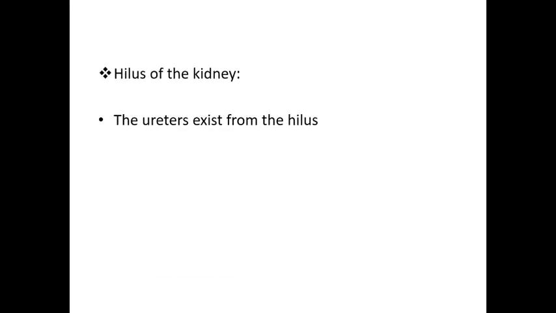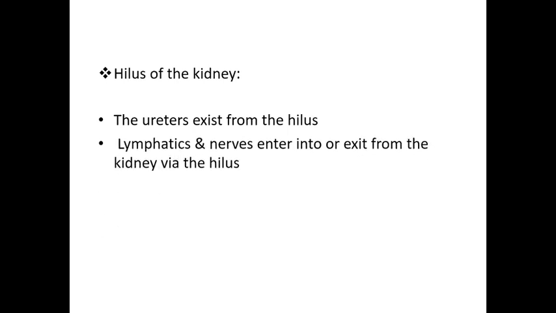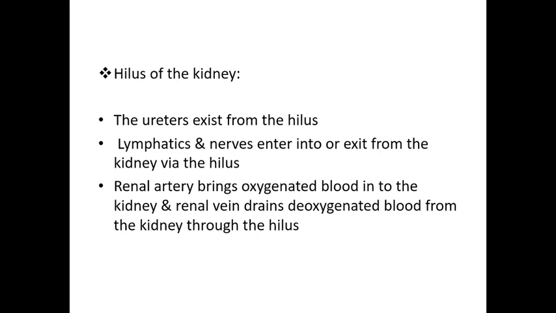Now, the hilus of the kidney consists of all these parts, that is the ureter, which carries urine from the renal pelvis, then the lymphatics and nerves, the renal artery that brings oxygenated blood into the kidney, and the renal vein that drains out deoxygenated blood from the kidney. All these structures together are called the hilus of the kidney.